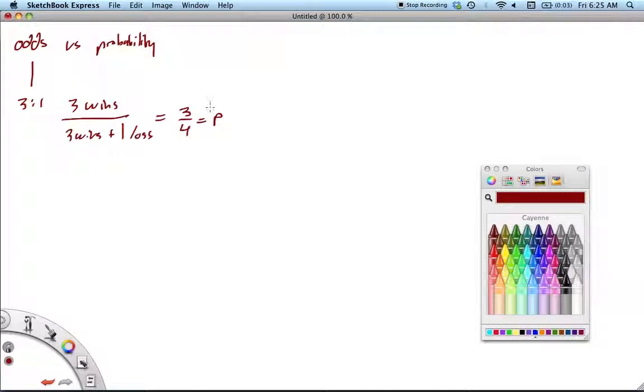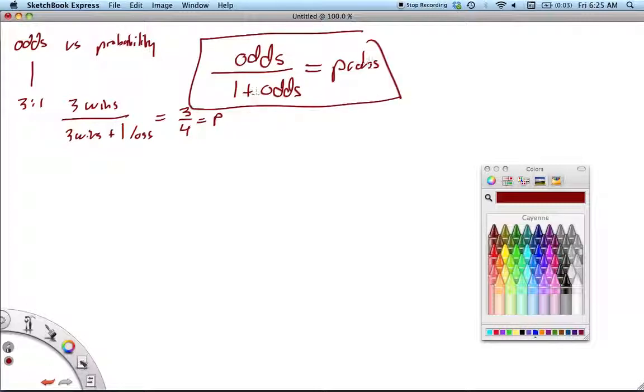So it's very important to see the general relationship. Odds over 1 plus odds is equal to probs. Okay, and this is going to be very, very important. And just to show that the sword cuts both ways, let's say you had a 1/5 chance of success. Probability of success is equal to 1/5.